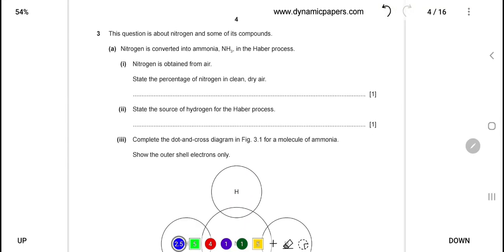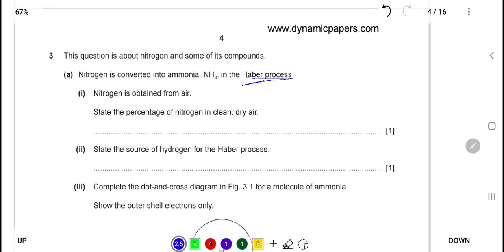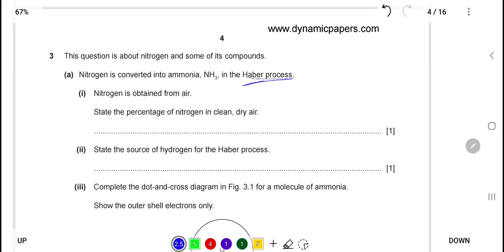Now question 3 is about the Haber process. The question is, nitrogen is obtained from air. State the percentage of nitrogen in clean dry air. You need to learn it, that it is 78. Learn it.